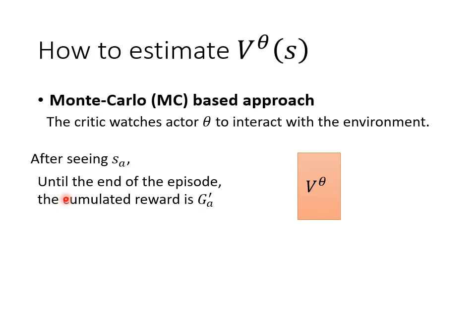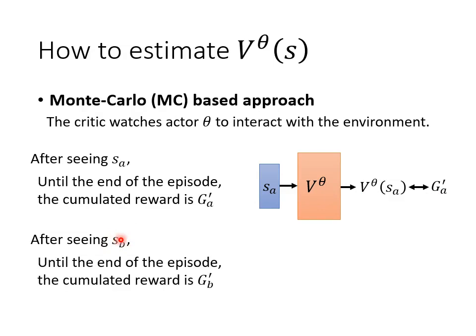Then, your value function will get training data. This training data tells the actor that, if it sees S_a, its output, V theta of S_a, should be as close to G_a' as possible. Sample and get another observation, another game screen. You can get the cumulated reward G_b'. After finishing the game, input S_b into the value function. You will get V theta of S_b. The V theta of S_b should be as close to G_b' as possible.